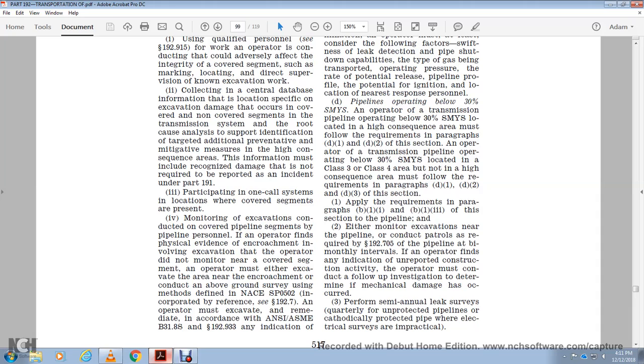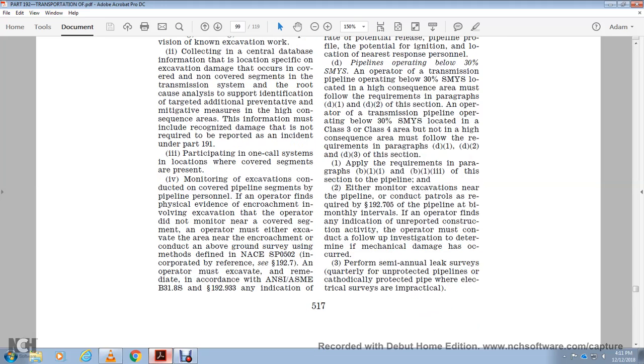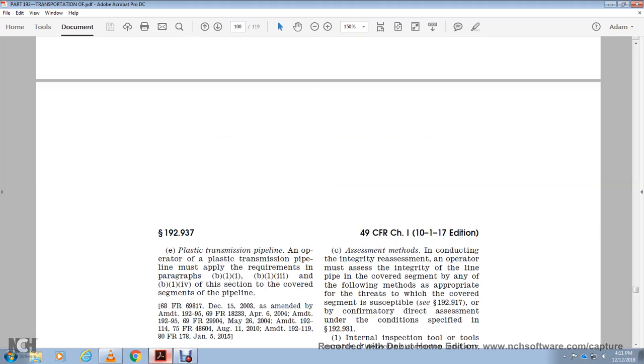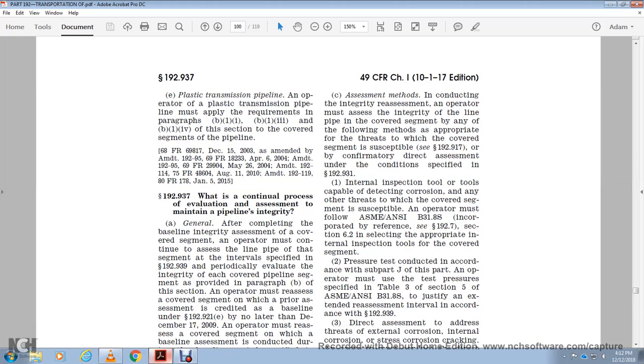For each minor excavation of the pipeline, conduct the patrol required by 192.705 of the pipeline at monthly intervals. The operator finds identification of unreported construction activity. The operator must conduct the following investigation to determine if mechanical damage occurred: perform semi-annual leak surveys, quarterly for unprotected pipeline, with cathodically protected pipe where the external electrical surveys are impractical. Plastic transmission pipe: the operator with plastic transmission pipe must apply the requirements of B1, B13, B14 of this section to covered segments of the pipeline.